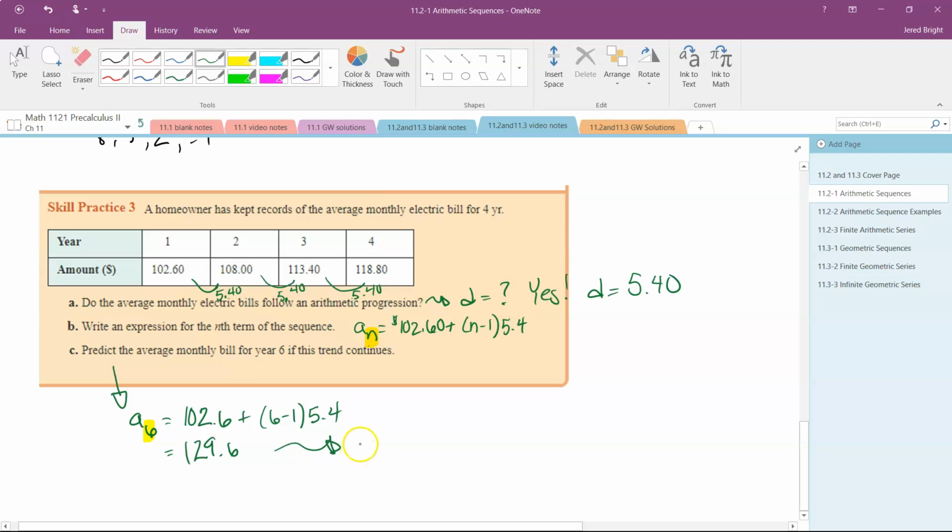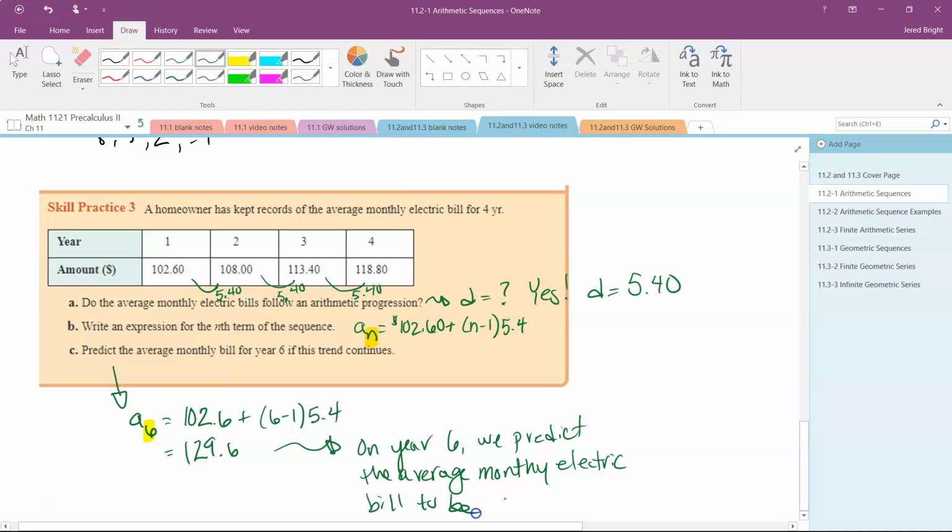I'm going to say on year 6 we predict the average monthly electric bill to be $129.60. Okay, there we go.